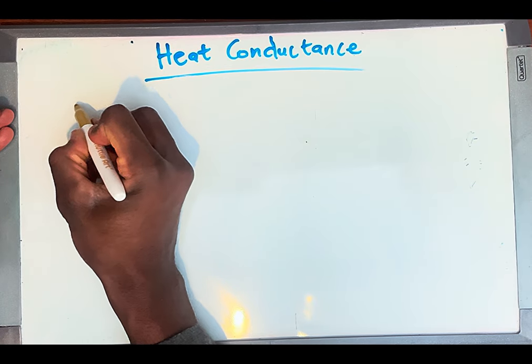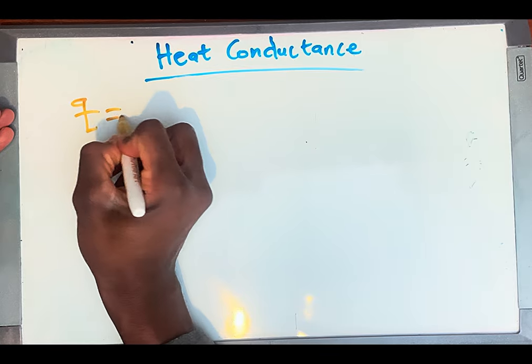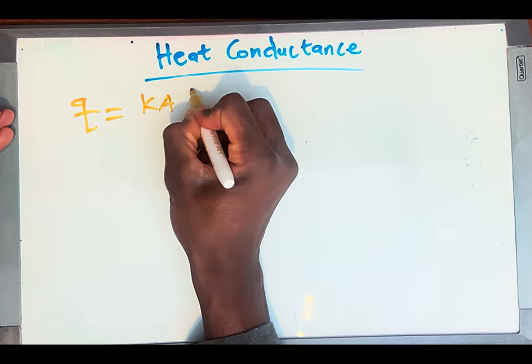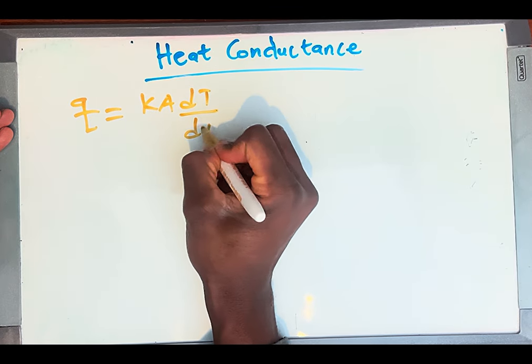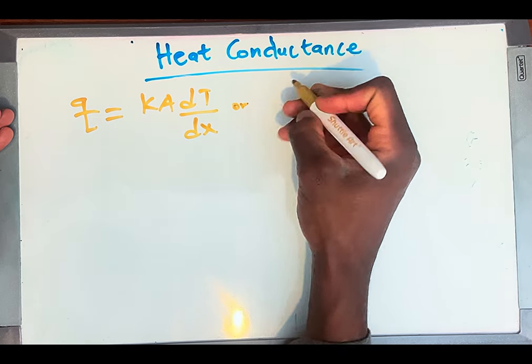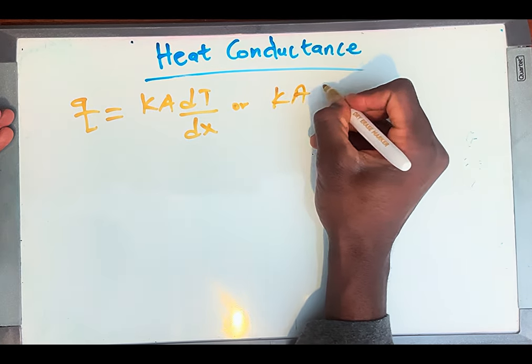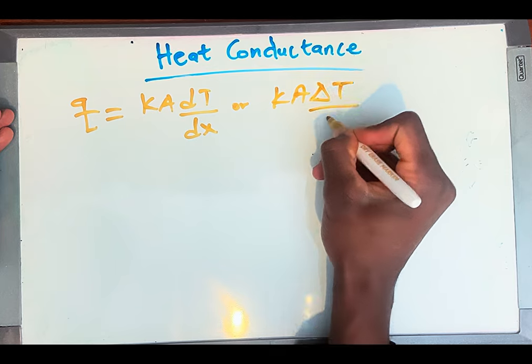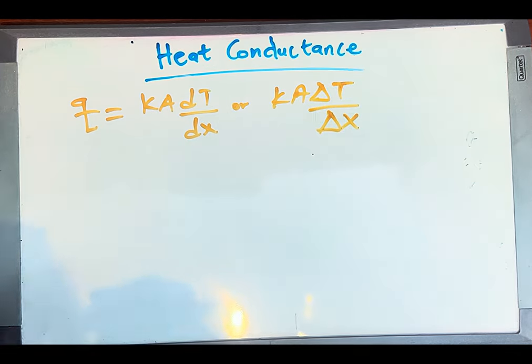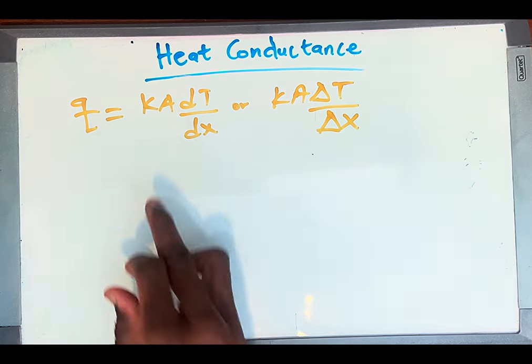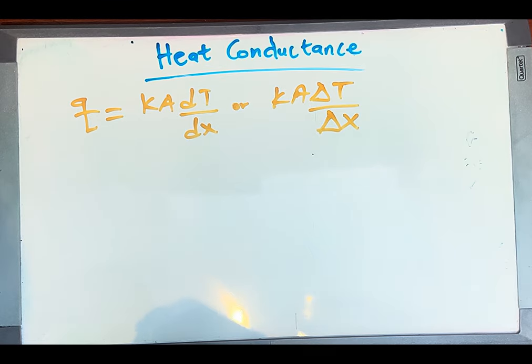Now, Fourier's equation is given as Q is equal to KA dT over dx. You can also write it as KA delta T over delta x. The delta T or dT are the same. There is no difference between these two. So this equation defines the heat transfer rate, and the K here is the thermal conductivity.